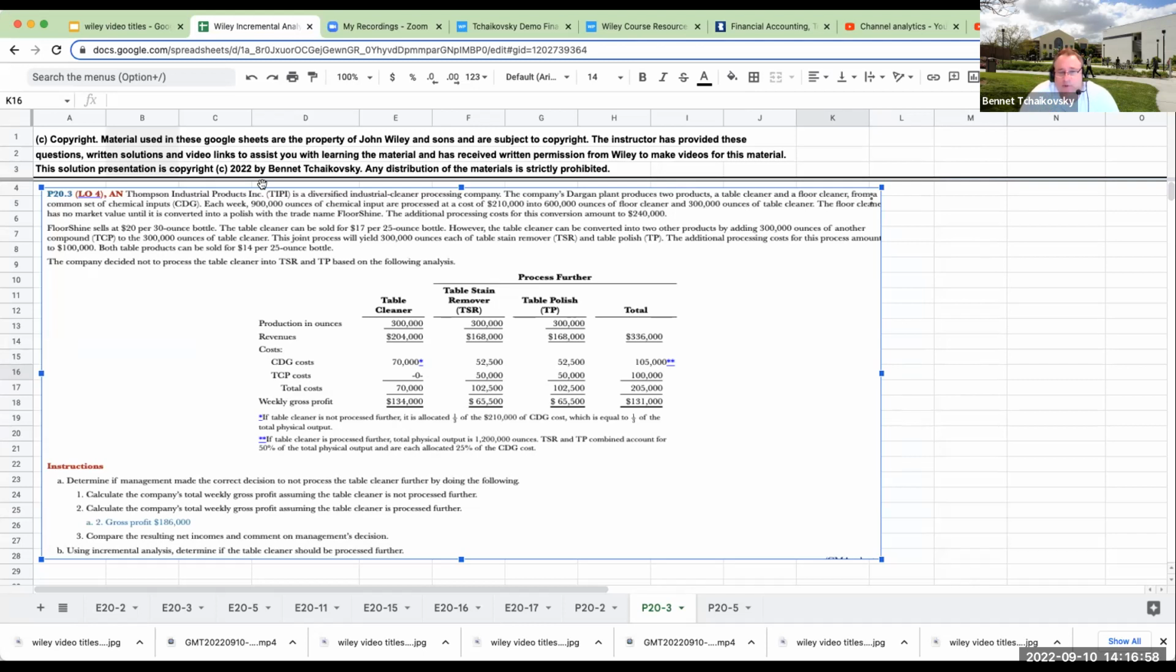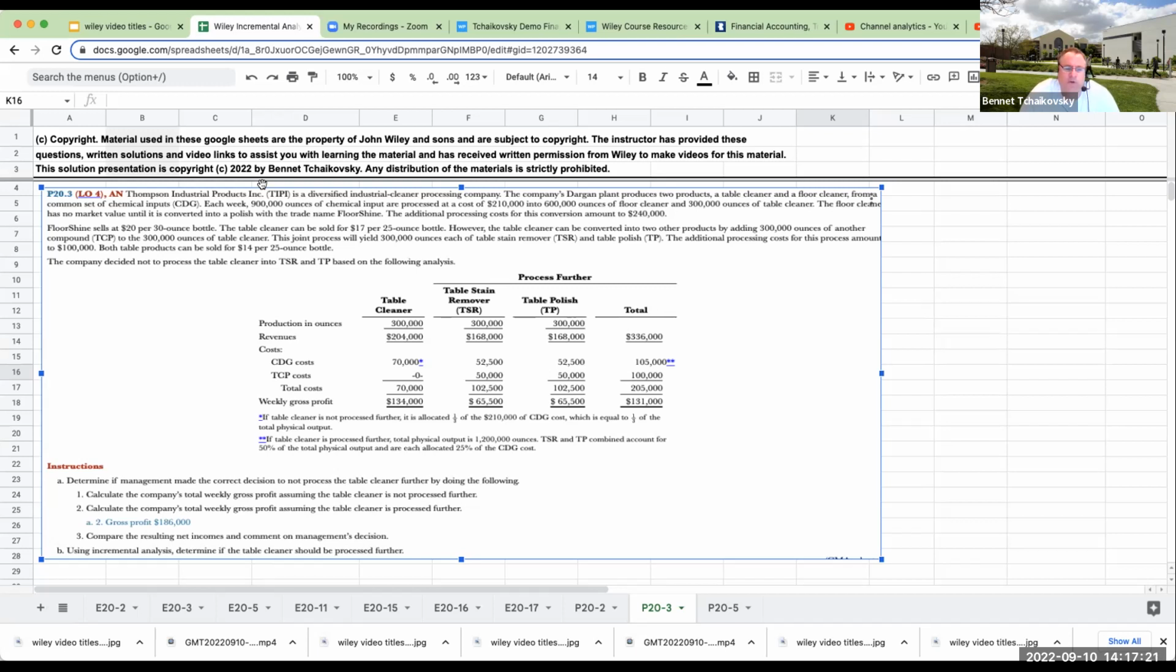However, the table cleaner can be converted into two other products by adding 300,000 ounces of another compound, and this joint process will yield 300,000 ounces of these two different products. The additional processing cost for this amounts to $100,000. Both products can be sold for $14 for a 25-ounce bottle.